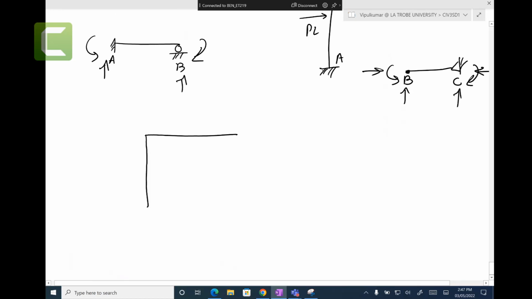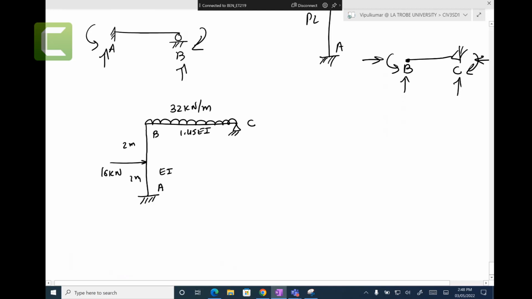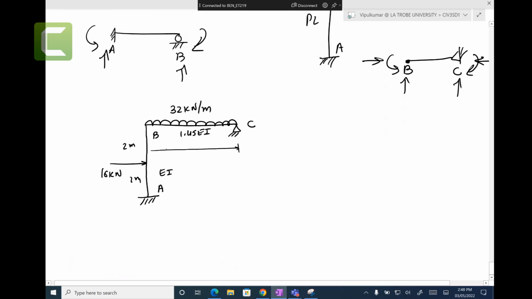Here is the question. It is fixed at A, pin at C. We have point B, and this is 32 kilonewton per meter. We have 16 kilonewton, and we have 2 meters, 1.45 EI and EI, right? And this is 3 meters.